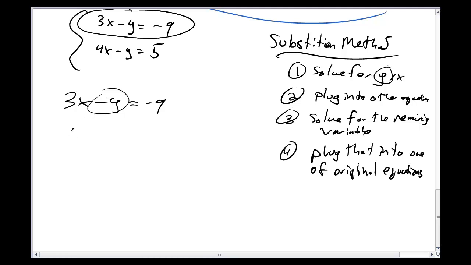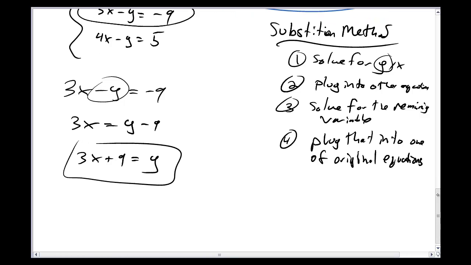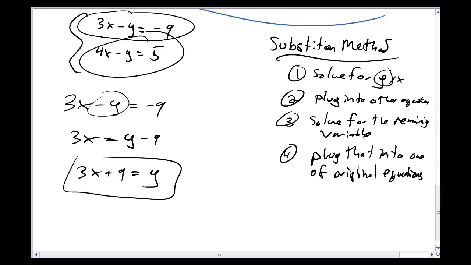So let me add y over to the other side. 3x equals y minus 9. Let me add 9 to both sides. 3x plus 9 equals y. This is something that's equivalent to y, so now I can take my second equation, and I'm going to plug this first equation into the second equation. So let me do that. My second equation says that 4x minus y equals 5.